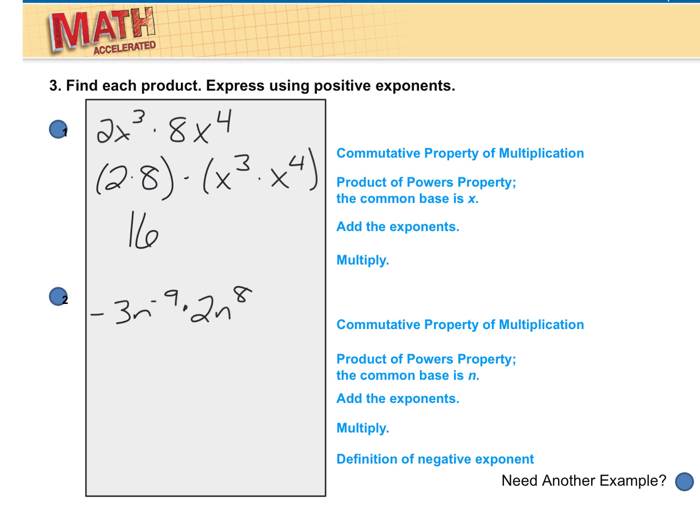So we have x, and then what do we do since we're multiplying? What do we do with the exponents? Add them. So what's 3 plus 4? 7. Can we leave our answer like that? Yes.